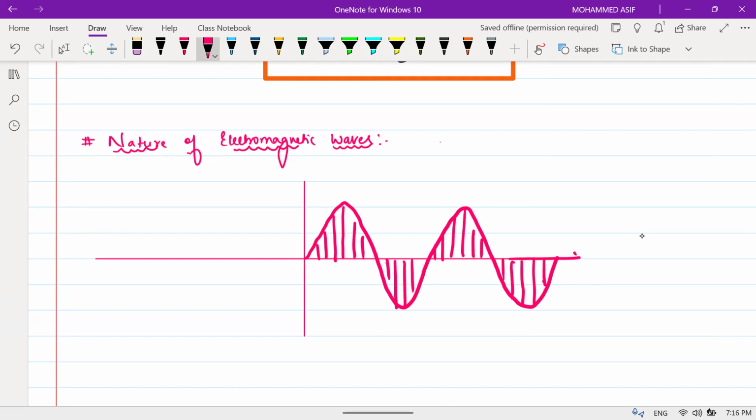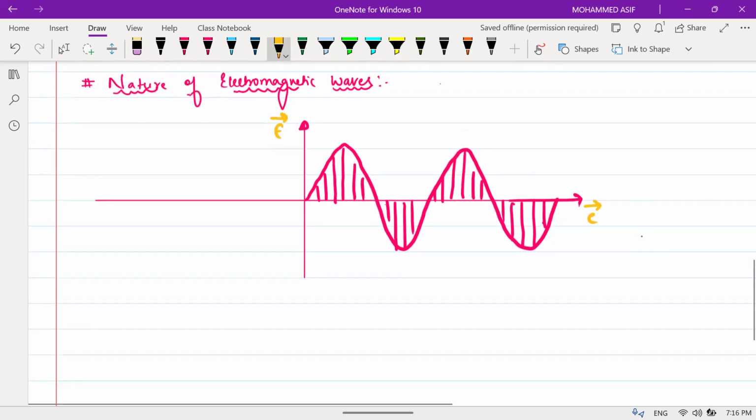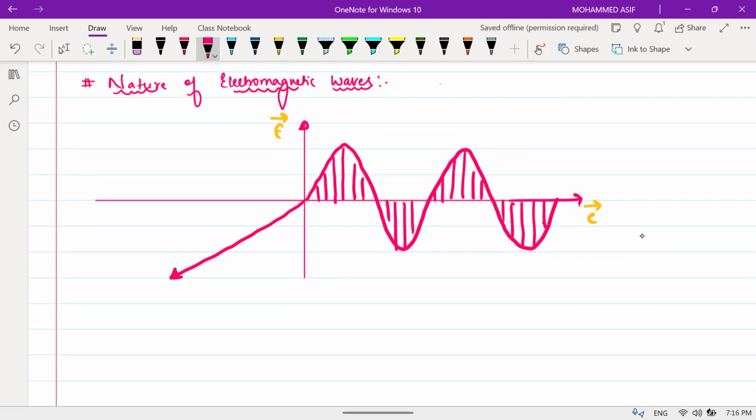Okay. This one is your x-axis and this is your y-axis. On the y-axis, we are taking the electric field, E bar. On the x-axis, we are taking the speed of light, that is nothing but your C bar. And perpendicular to this one, there is one more field, that is the magnetic field. That is right now the magnetic field, that is nothing but the z-axis.